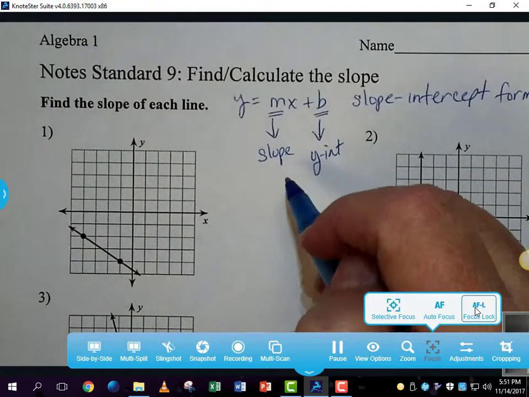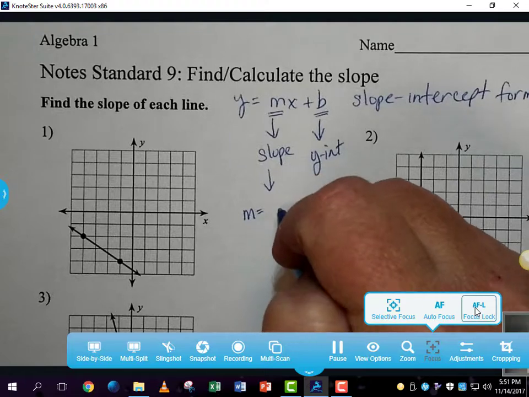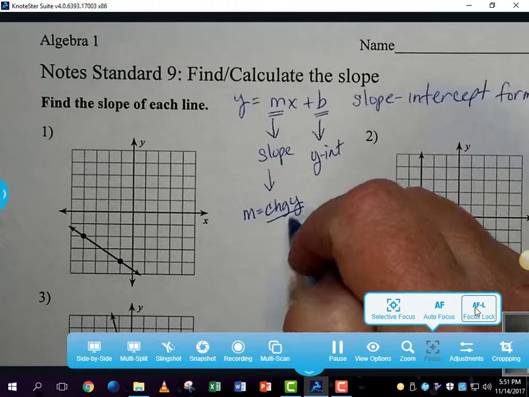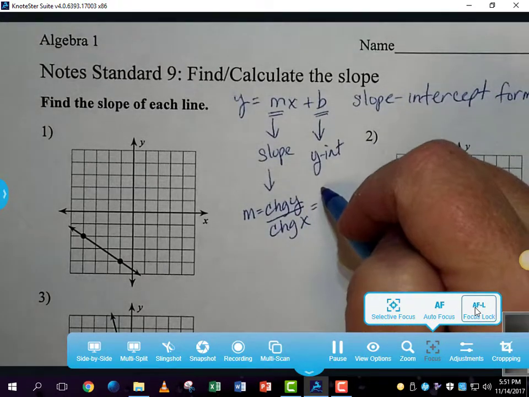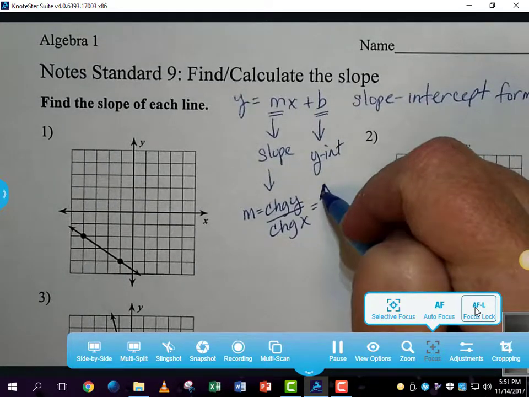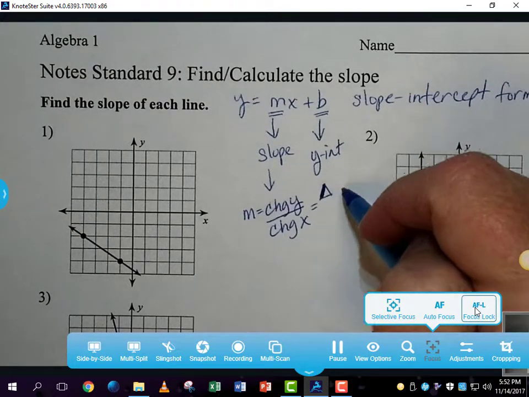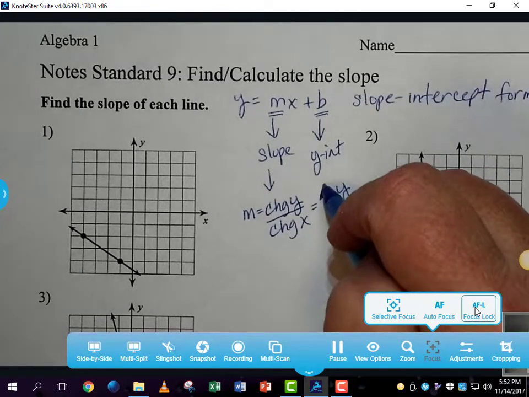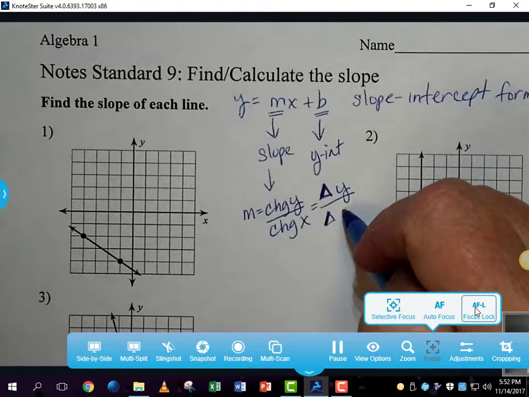And we know that slope is defined several different ways. Slope is the change in y divided by the change in x. And the way that is typically written is with that delta triangle, which stands for the word change. This is the Greek letter for delta. So we can symbolize the change in y over the change in x.